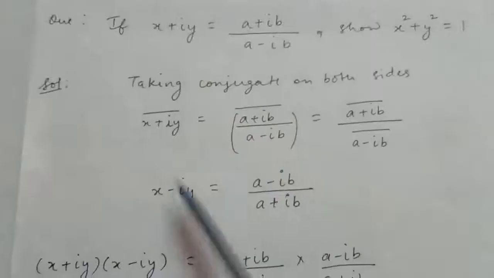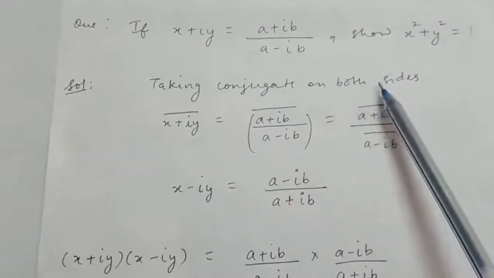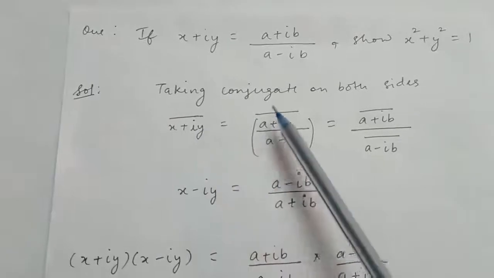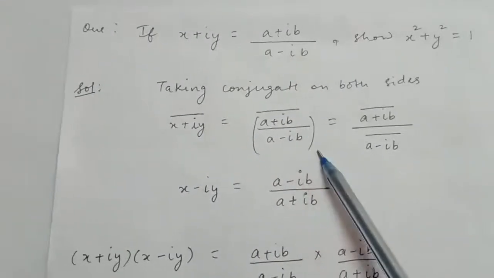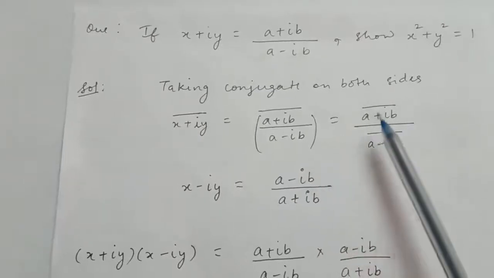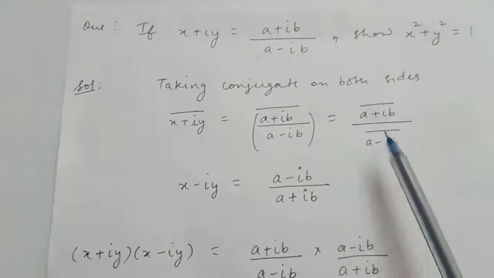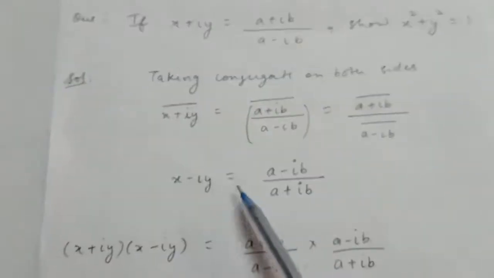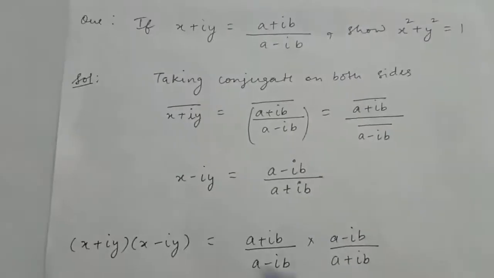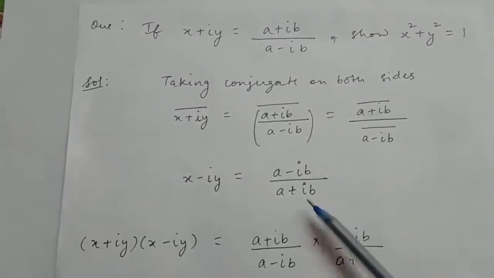Now this is given. If we will take conjugate on both the sides, then you will get conjugate of x plus iota y, conjugate of whole of this. Now you know conjugate of z1 upon z2 is equal to z1 conjugate upon z2 conjugate, right? So you will get x minus iota y equal to a minus iota b upon conjugate of this will be a plus iota b, right?